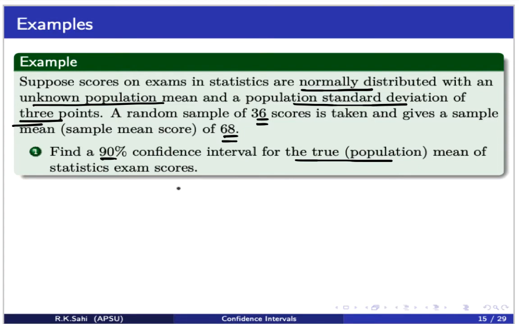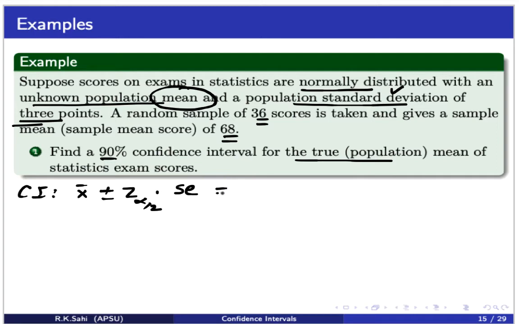The first thing you have to remember is what formula we have to apply. The first thing is we are talking of mean. Then, do we know the standard deviation? Yes, the population. So that means my confidence interval is a sample mean plus minus z alpha by 2 times the standard error. Okay, this is the formula.